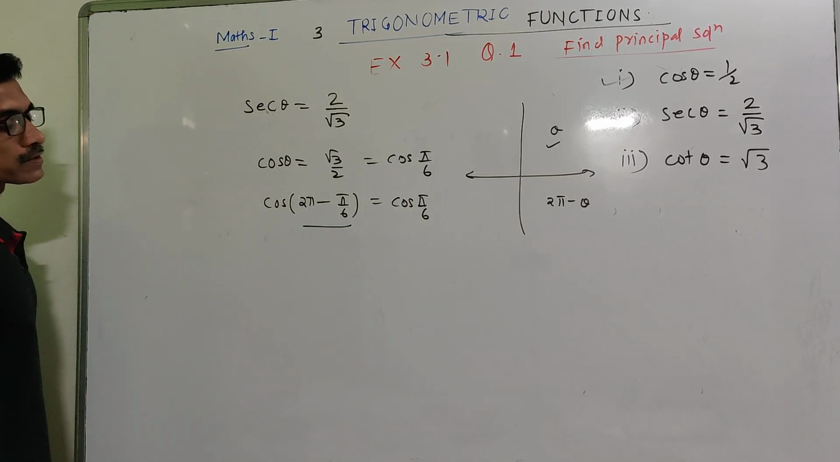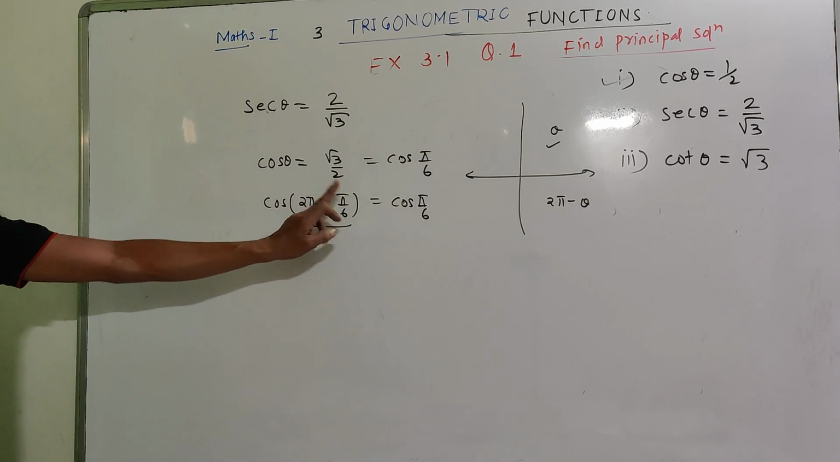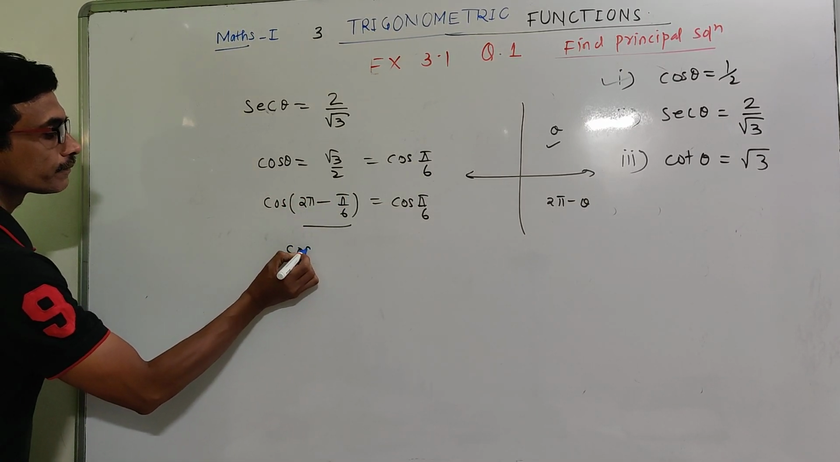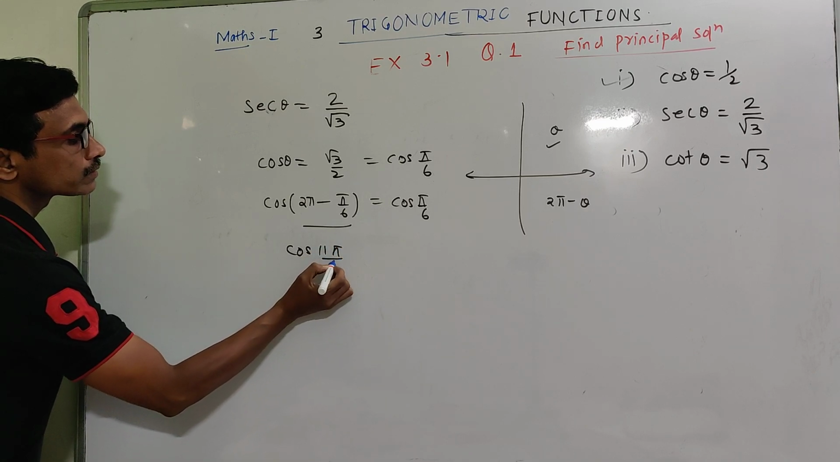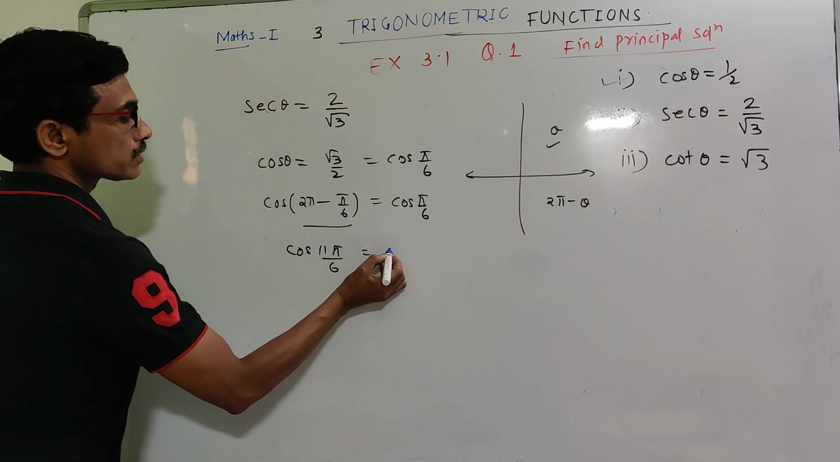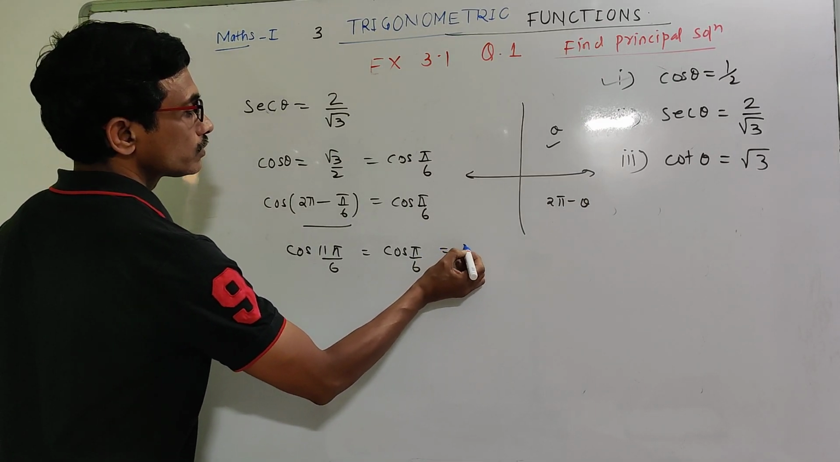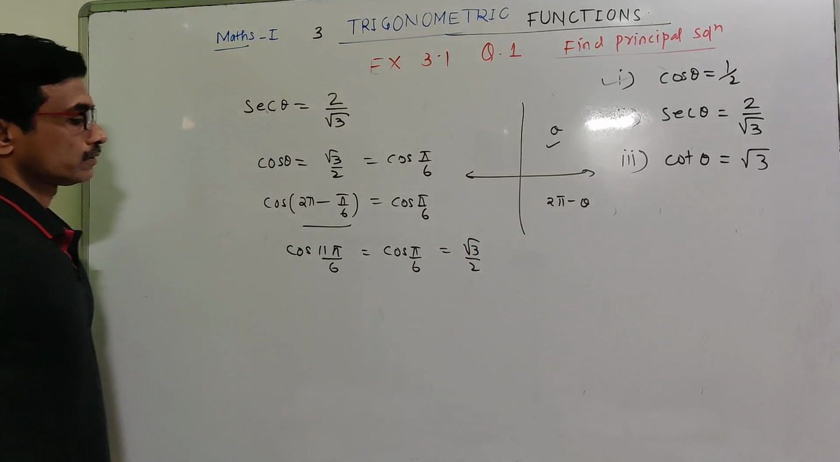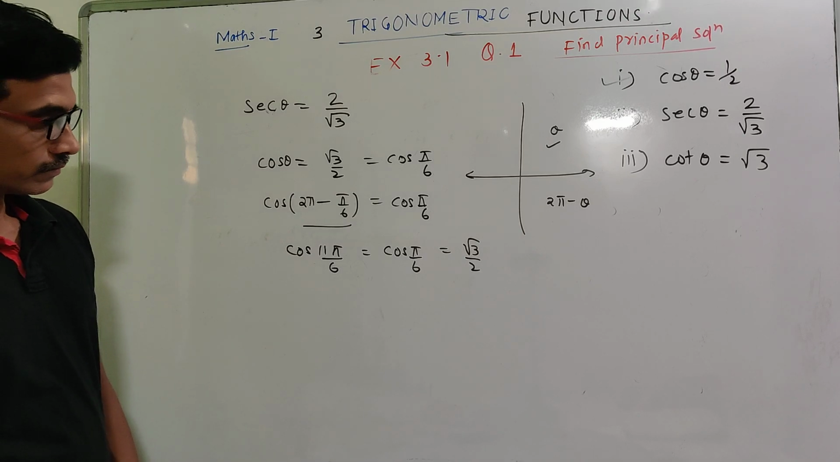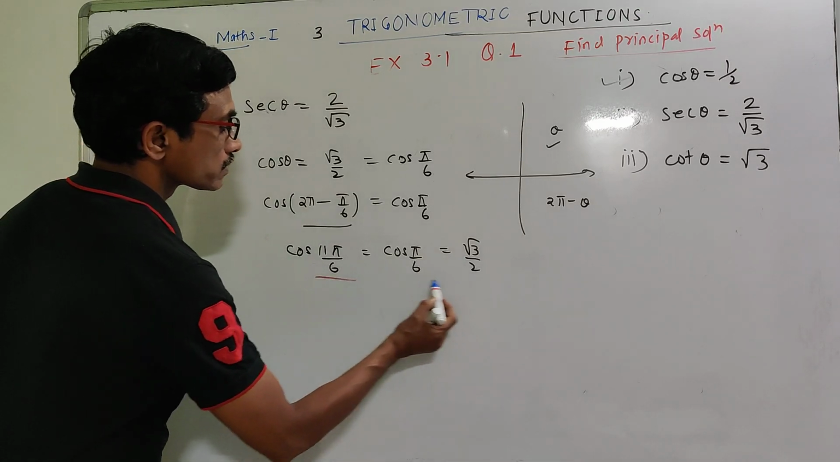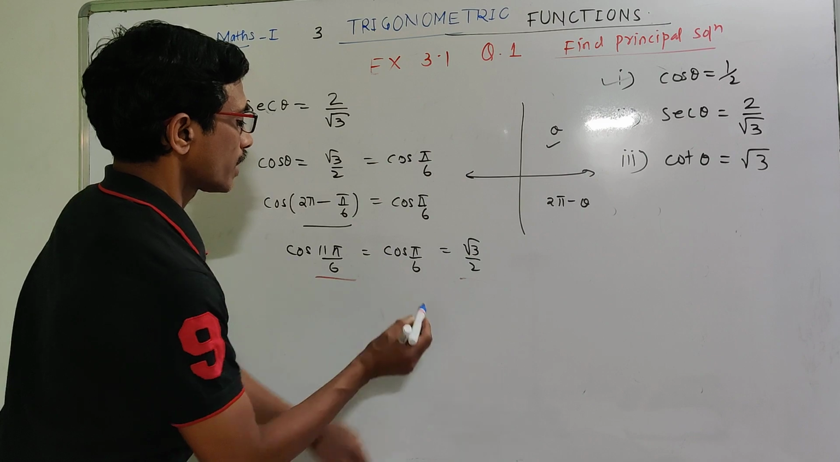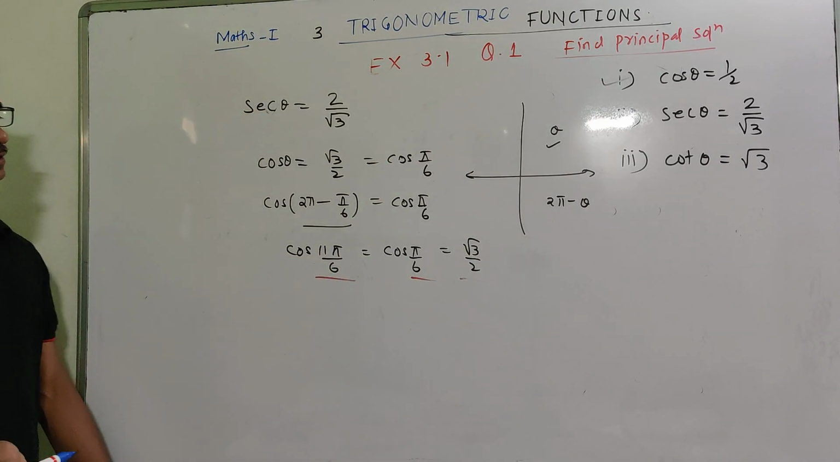This 2 pi minus pi by 6 will be 12 pi minus pi, that is 11 pi upon 6, which is equal to cos of pi by 6, and that is equal to root 3 by 2. So these are two principal solutions, that is pi by 6 and 11 pi by 6.